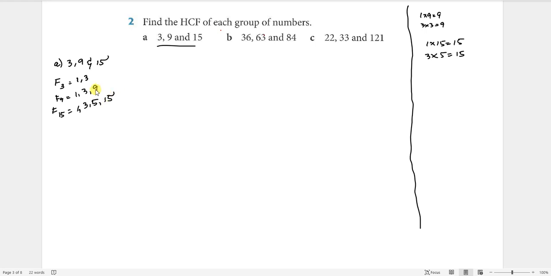So what is the HCF of these 3 numbers? We have 3, 3, and 3. So HCF is equal to 3.